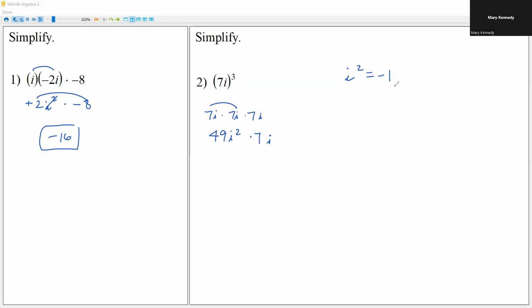Now, remember, i squared is -1. So marking that out, that changes it to a -49. -49 times 7 is -343. And there is one i attached to that. And so your answer here is -343i.